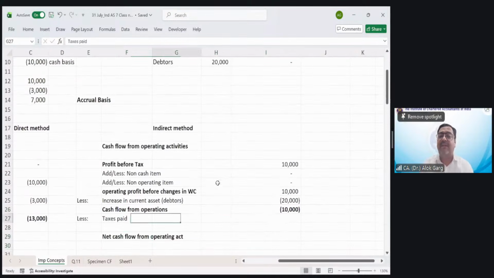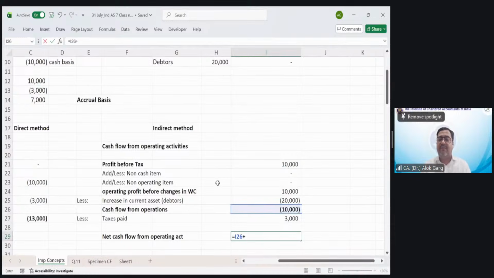Now, taxes paid. How much taxes I have paid? 3,000 crore, right? So what is my net cash flow from operating activity? My net cash flow from operating activity is how much? So how much is my net cash flow from operating activity, friends?